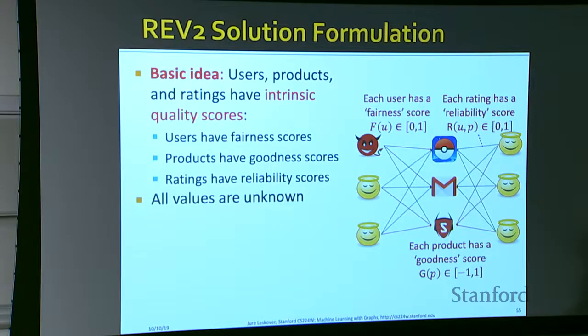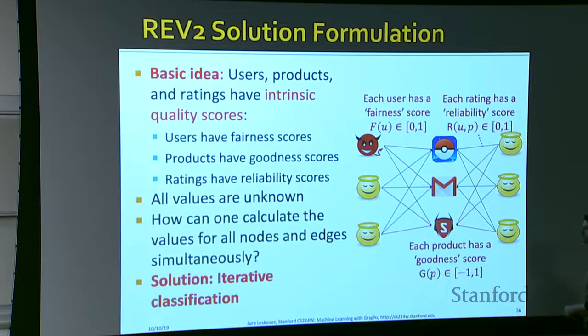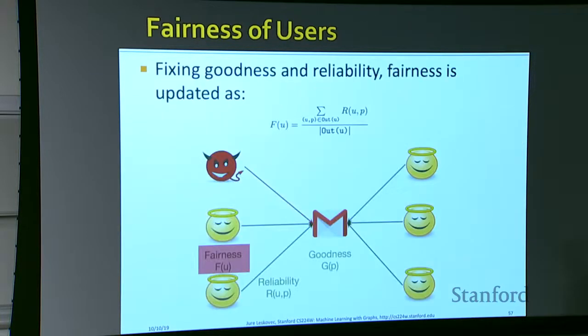And at the very beginning, all these values are unknown, okay? So we try to start from a blank slate, and we don't assign any weight. So how can we now calculate the values for all the nodes and the edges simultaneously, okay? And as I spoiled to you before, the solution is a more advanced version of iterative classification.